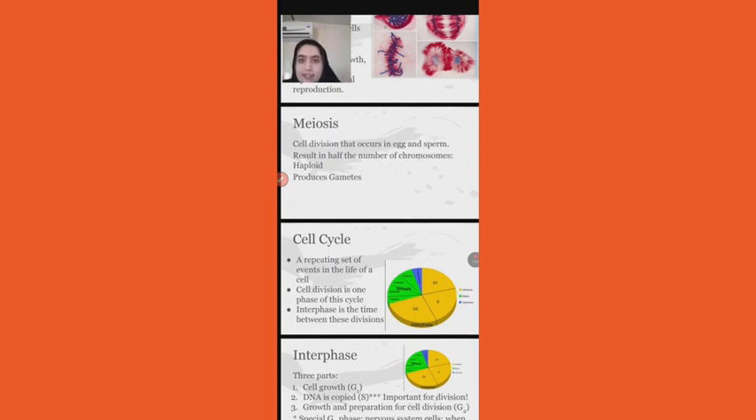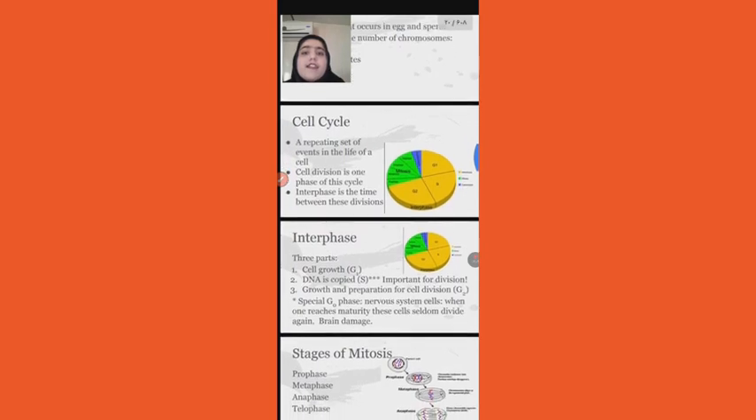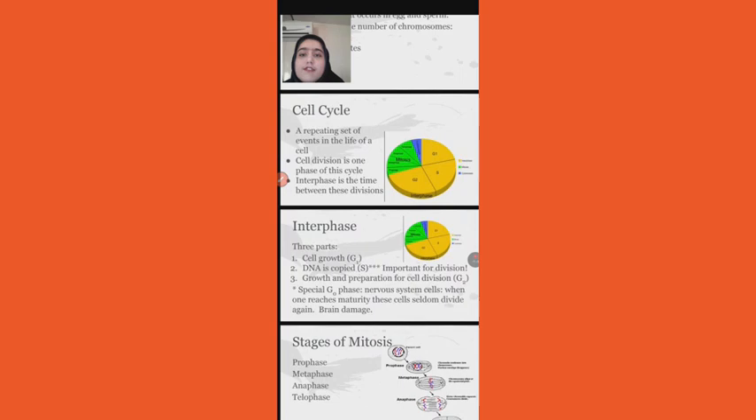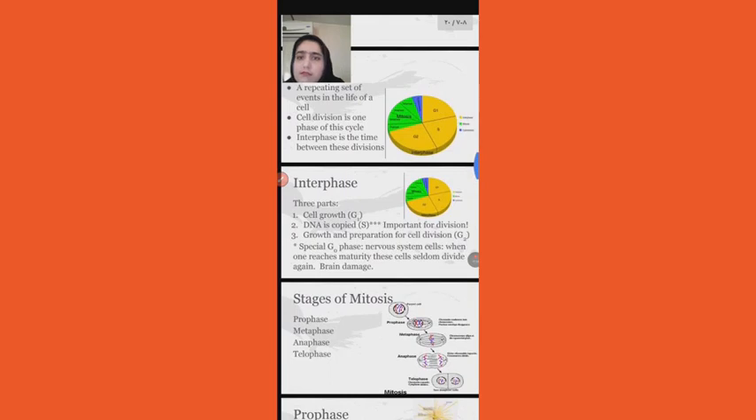Cell cycle. What is the cell cycle? A repeating set of events in the life of a cell. Cell division is one phase of the cycle. Interphase is the time between divisions. So, what is the interphase?